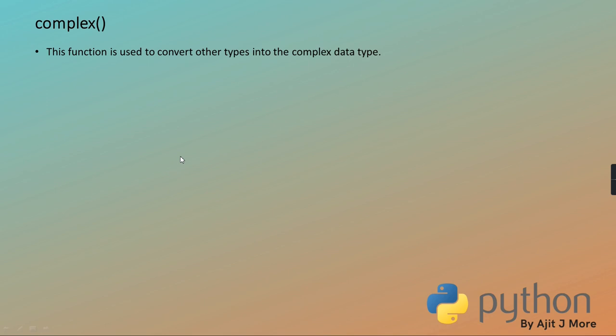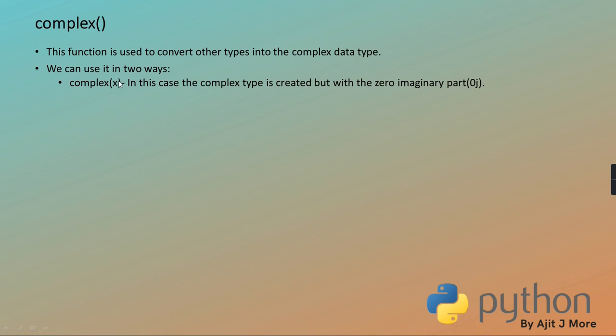So this function is used to convert other types into the complex data type. We can use it in two ways. As I said, write complex(x). If I write complex(x), x will be the real part and the imaginary part 0j. In this case the complex type is created, but with a 0 imaginary part. And if I write complex(x, y), then x is the real part and y is the imaginary part.